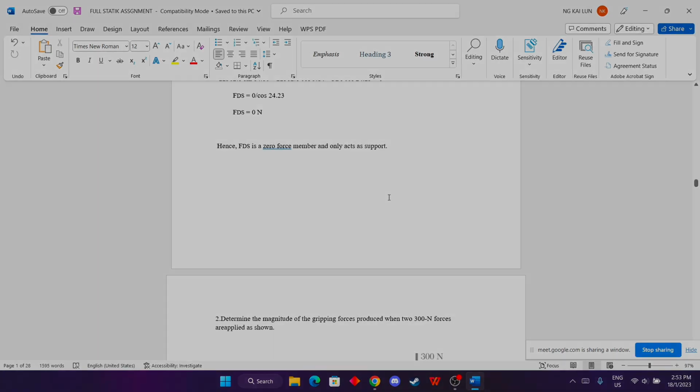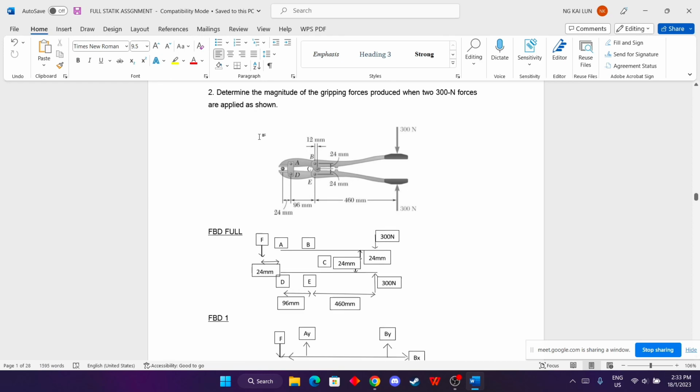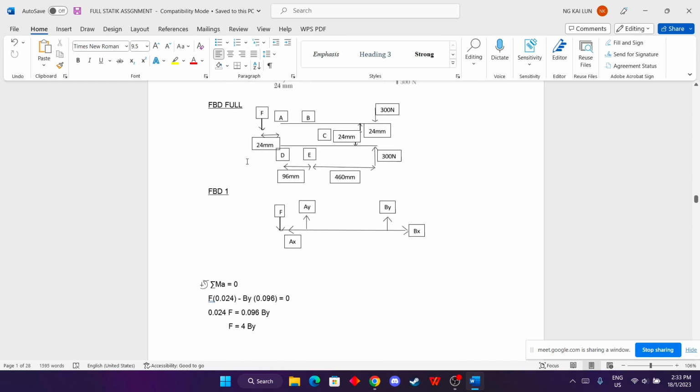in the transmission tower. Okay, for question 2, determine the magnitude of the gripping force produced when two 300 Newton forces are applied as shown. We draw the FBDs. So we start from FBD1, we take moment at A, then we use 3 forces, but BX is 0 force because the BX cancel with each other.